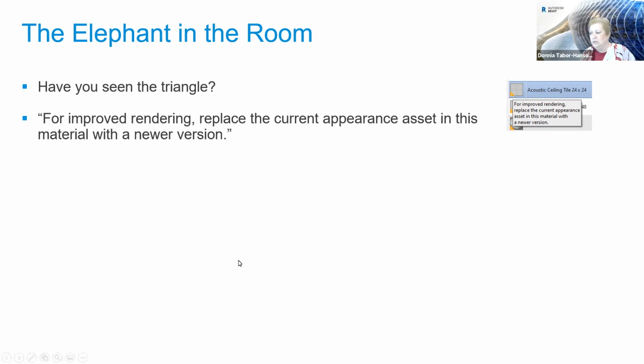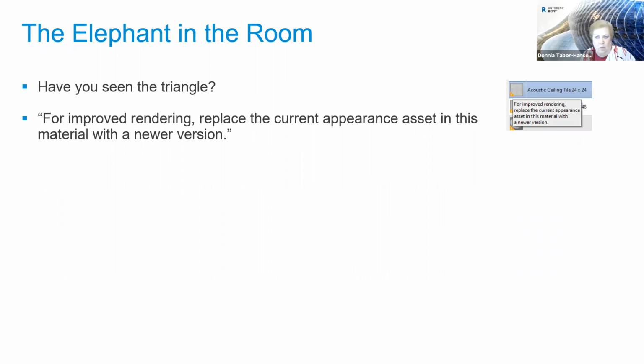And this is what Autodesk says, this is a quote, that little quote that comes up there: For improved rendering, replace the current appearance asset in the material with the newer version. Well, it sounds like, oh, I'm going to be busy replacing all those, because if you look in your templates, 20, 21, 22, every material has that little yellow triangle on it.